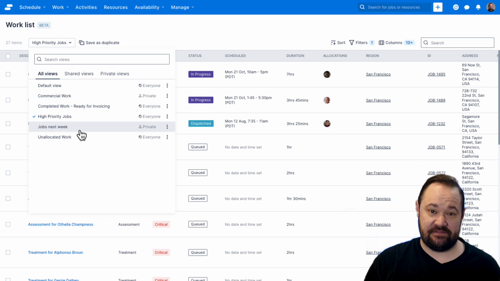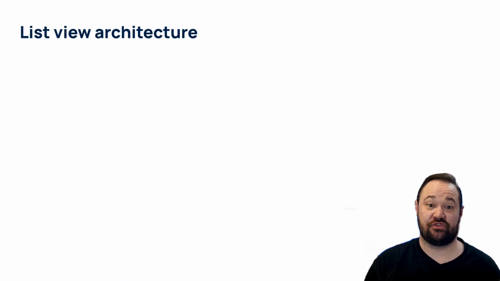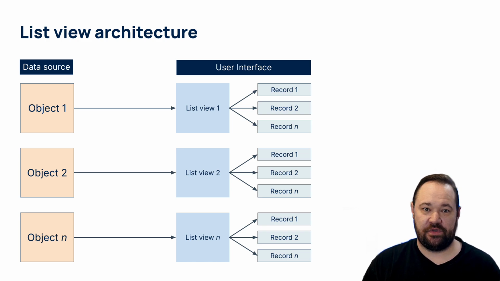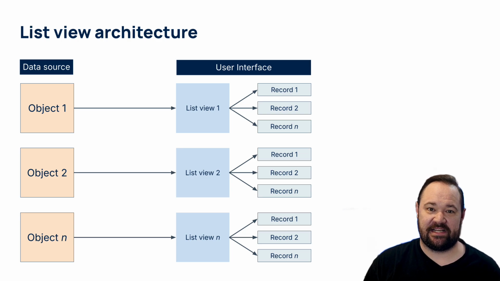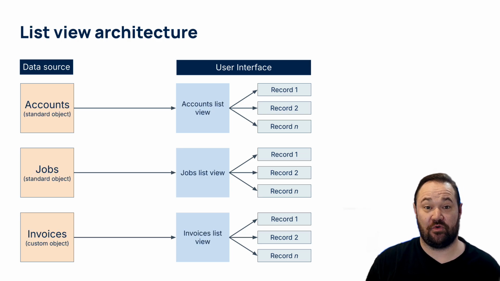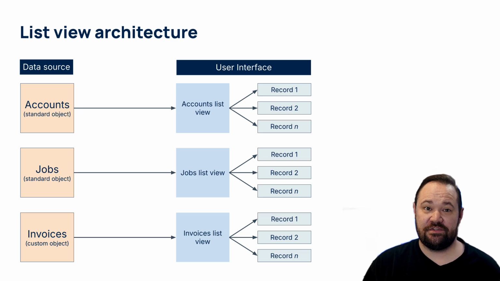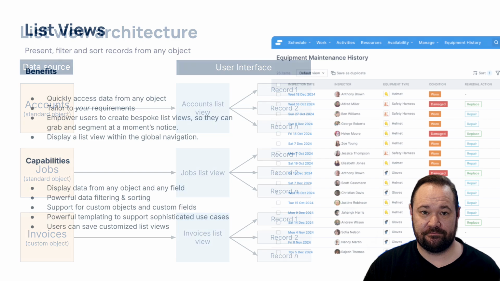Now, before we dive deeper, let's talk about how list views are structured. In Skedulo, every list view is bound to a structured set of data known as an object, which you could also think about as a database table. An object is essentially a collection of records, generally of a similar type, like accounts, jobs, or invoices. Each list view is connected to a specific object and displays records only from that object. It also determines what fields are available for filtering, sorting, and presentation.